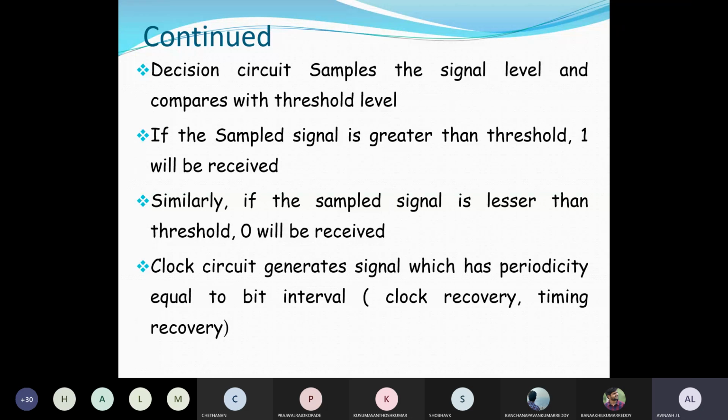So this particular concept is also called clock recovery or timing recovery.